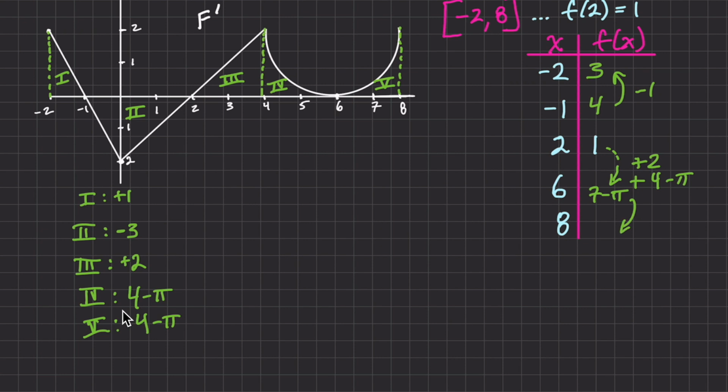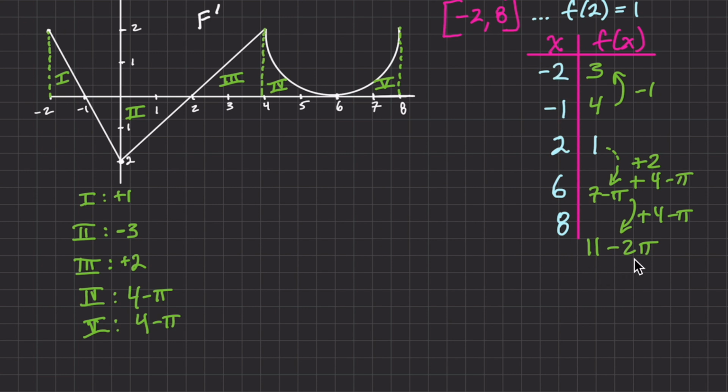Finally, we're going to move from x equals 6 to x equals 8. We're going to add this final area. We're going to add 4 minus pi to 7 minus pi, and when we do that, we get 11 minus 2 pi.